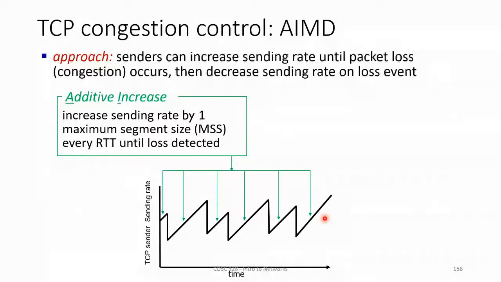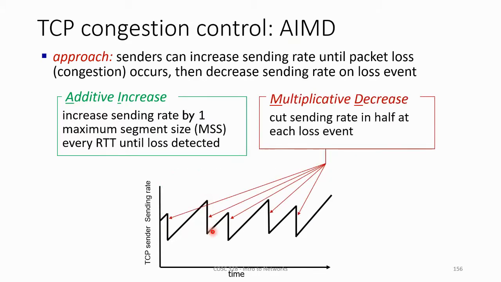If you look at this diagram, these are somewhat linear graphs that you see. It is called additive increase, multiplicative decrease. That's the AIMD algorithm that you see here. This AI is additive increase. It basically says that the sender increases the rate by one maximum segment size, or MSS, for every RTT until a loss happens.